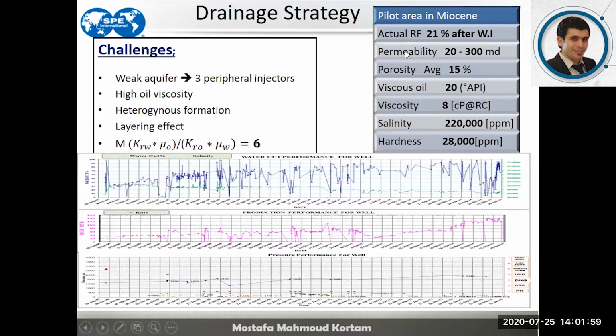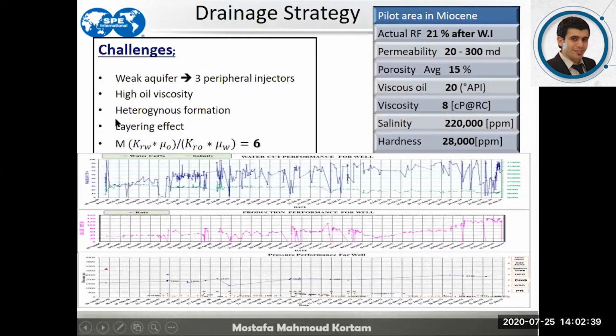There is some variety in the permeability, which varies from 20 to 300 millidarcy. The porosity is 15%. It's a viscous oil with 20 API, and the viscosity value is 8 centipoise. The salinity is high, 220,000 ppm, and there is a significant amount of hardness material. So the weak aquifer acting in this reservoir requires the commencement of injection, which was designed as a peripheral injection in this field.